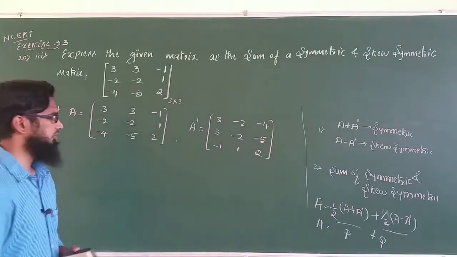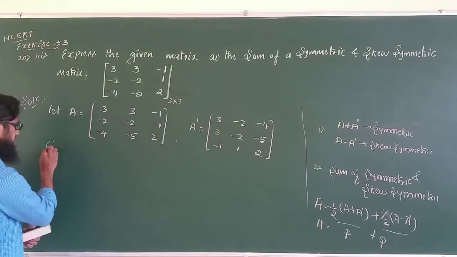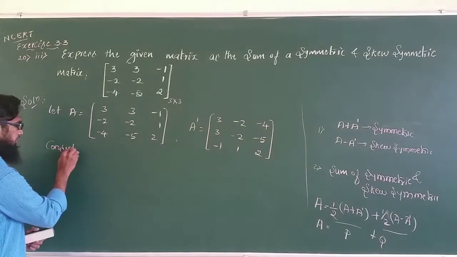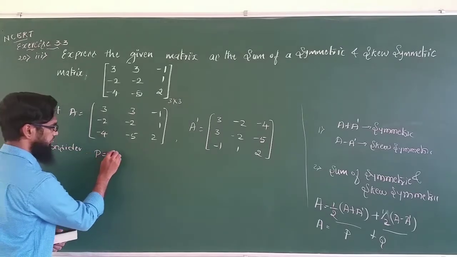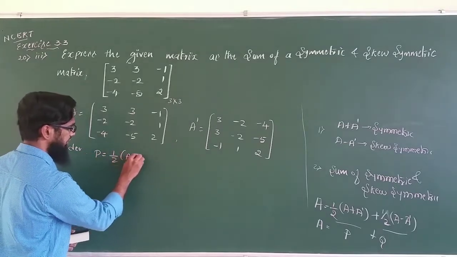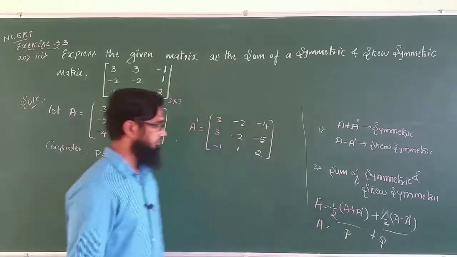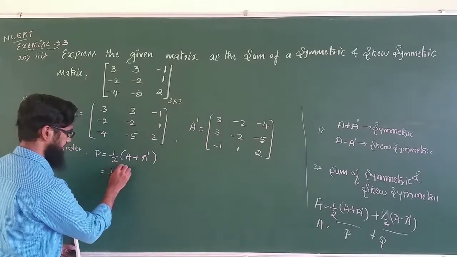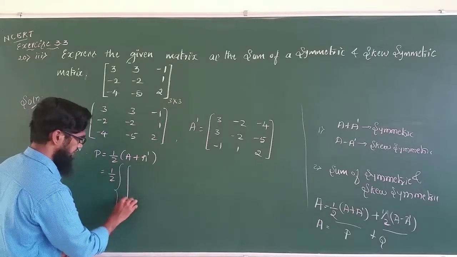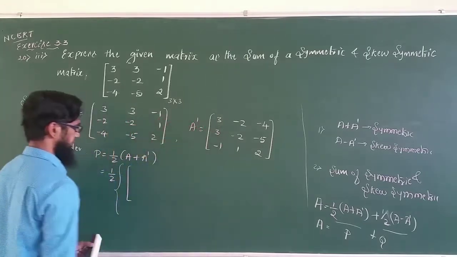Now this will be the A transpose here. Now let us consider P is equal to half into A plus A dash. I am just taking this part here. Now I have to find out this entire term, so this is A and this is A plus A transpose.